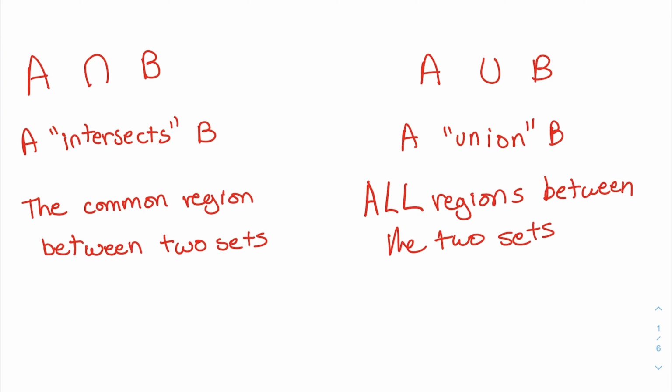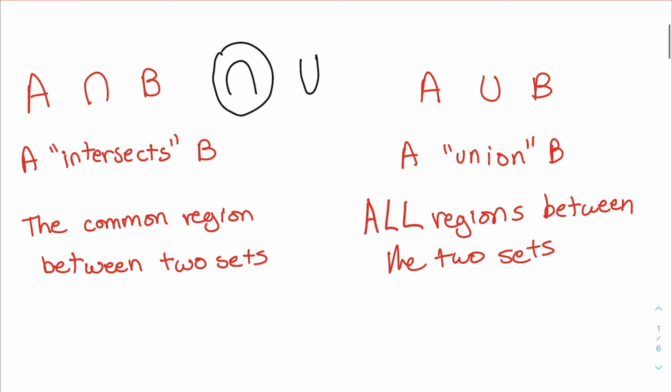So moving on to the next slide, now we'll be understanding the difference between intersection and union. Intersection is given by an upside down U, that is the symbol, and union is given by a normal U. So this is intersection, and this is union, okay? Now let's understand the difference between them.